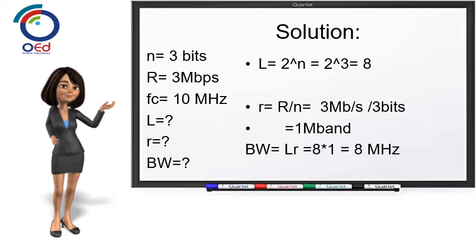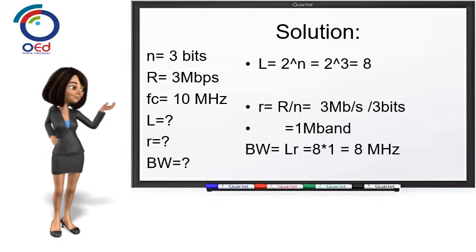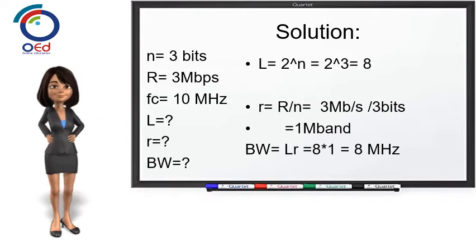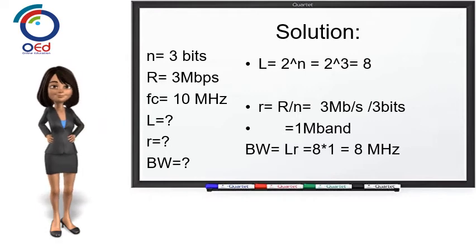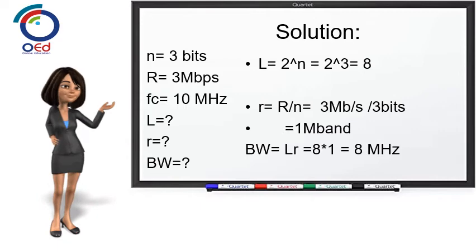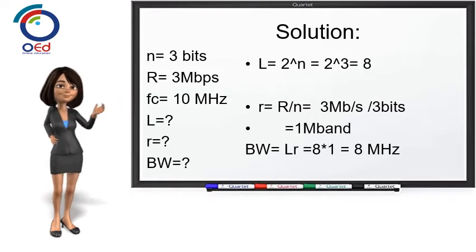So here we have L, which represents the number of levels. It equals 2 to the power of n. I put the value of n, which is 3 bits, so it is solved as 2 times 2 equals 4, times 2 equals 8. So the baud rate we still have unknown.